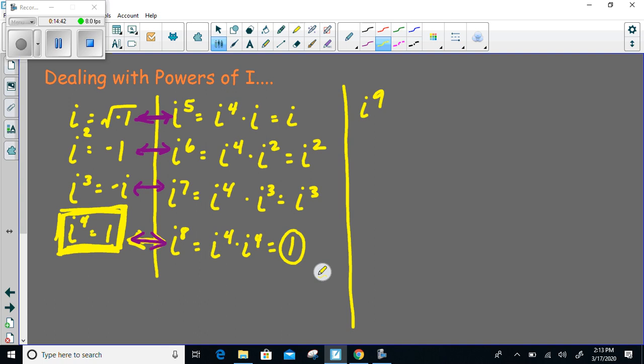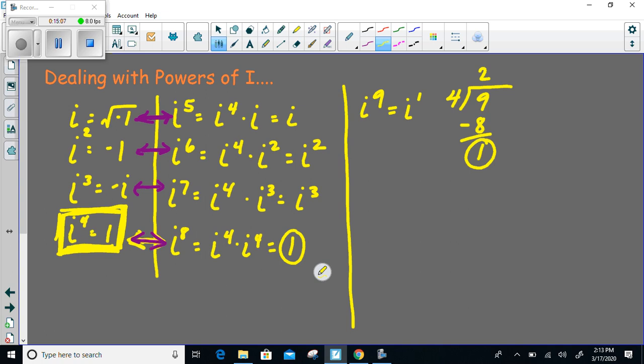I look at the 9, right? How many times will 4 go into 9? Well, 4 will go into 9 2 times. That means I have 2 of those i to the 4ths, and I get a remainder of 1. So that means i to the 9th is the same thing as i to the first power, which is just i.